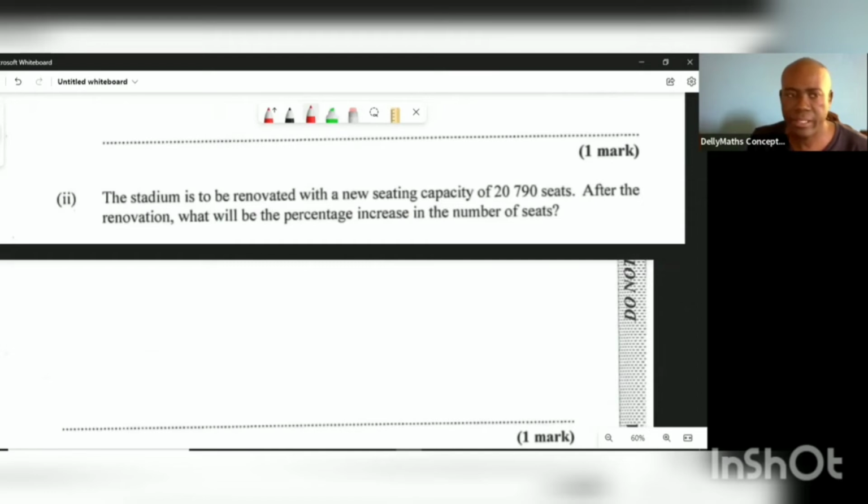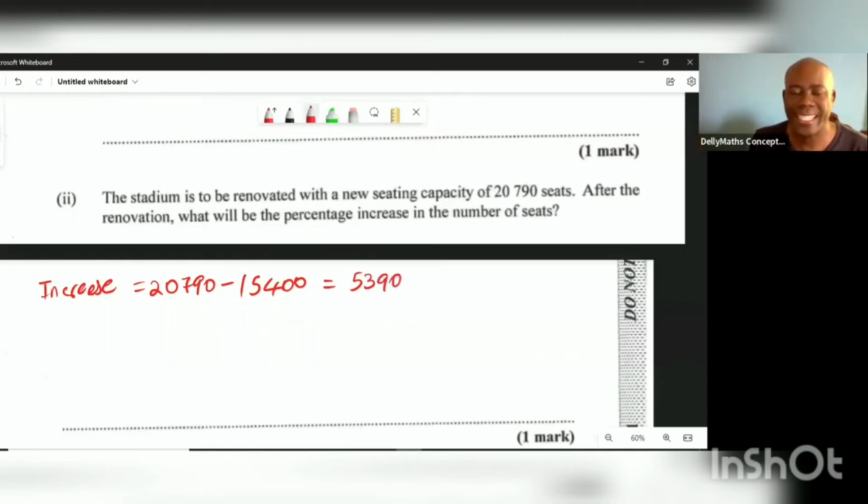All right, so the percentage increase is simply the difference. So we want to find the increase. The increase was actually 20,790 minus 15,400. This will be the increase in the number of seats. Let us quickly subtract that. We minus 15,400, so the increase in the number of seats would have been 5,390.